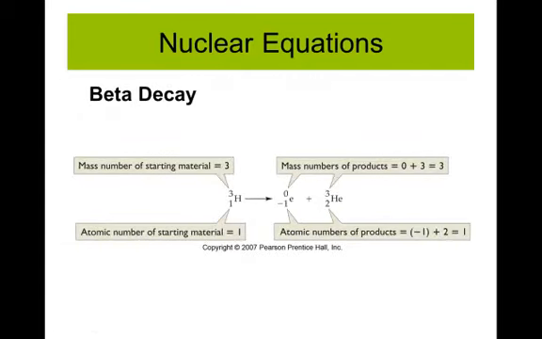This next one is of a beta decay, and we can see that it's a beta because we have a beta particle here, our electron, over on the right side, so that's our decay. So when we look at our charges, we have 1 on this side, and negative 1 plus 2, that would add together to get 1. Now for the masses, we have 3 on the left, and 0 plus 3 makes 3 on the right side, so we can see that those balance.